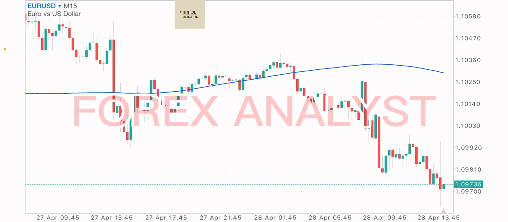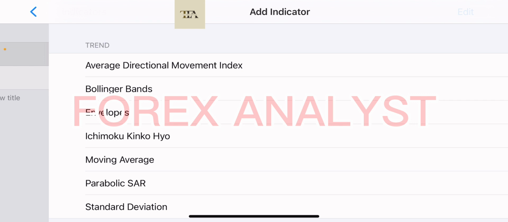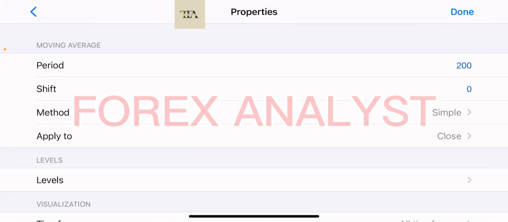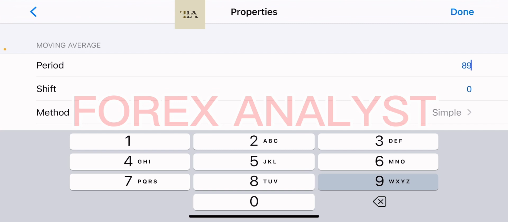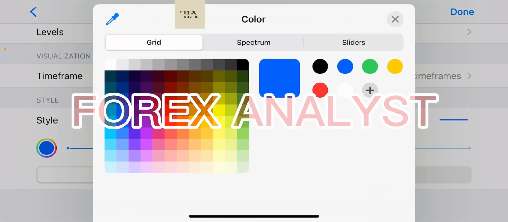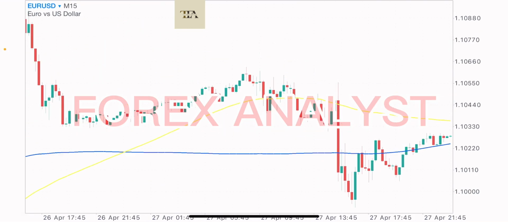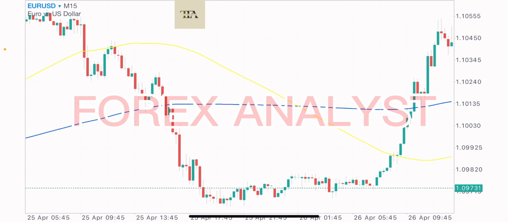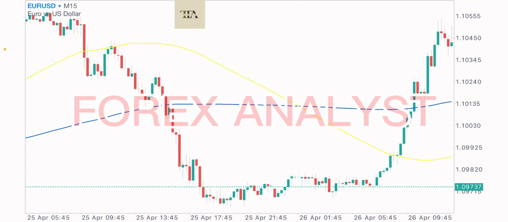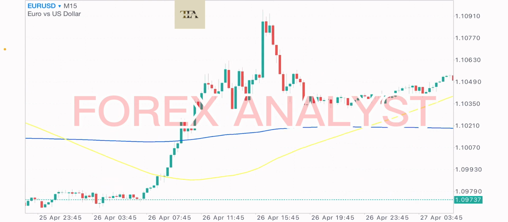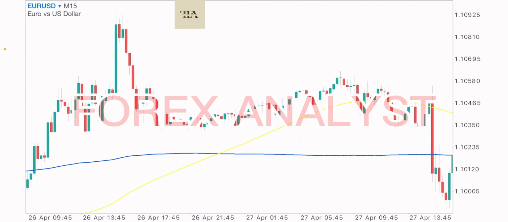So let's talk about the 89 moving average. Let's add 89 moving average to our chart. We click on the F icon, we click on plus, we click on moving average, we change this figure to 89, we change our color so that we can differentiate it, probably to yellow, and click on done. So that's 89 moving average on our chart. 89 moving average is used to indicate change of trend. I mean, when the trend starts moving from up to down, it means the market is about to change trend.